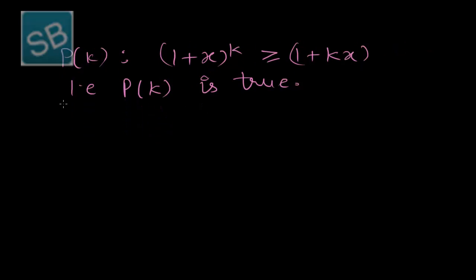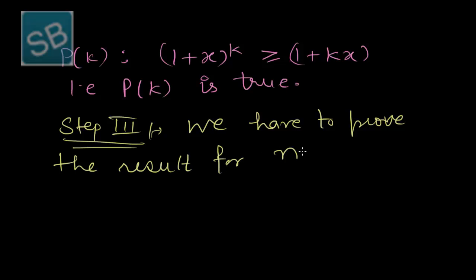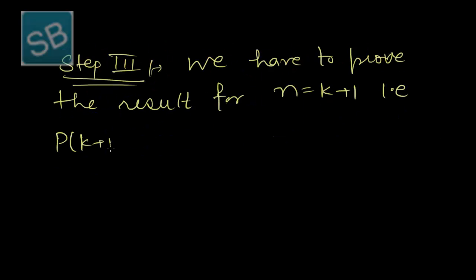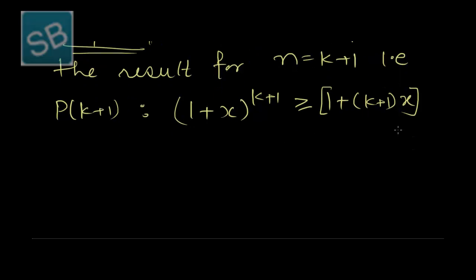That involves the third step. Now the step 3 is, that is the third step, we have to prove the result for n is equal to k + 1, that is P(k + 1), that is (1 + x)^(k+1) is greater than or equal to 1 + (k + 1)x, replacing n by k + 1 in the inequality. That is, we have to prove this result.